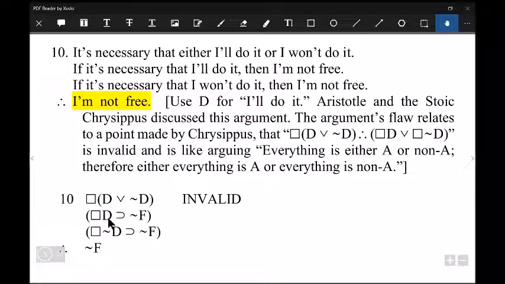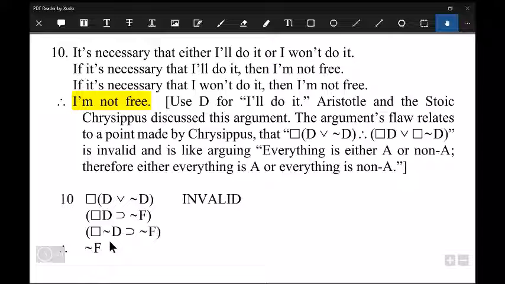But if it's necessary that you do it, then you're not free. You act of necessity, not of free will. And since it's necessary that you won't do it, then again you're not free. So either way, you're not free. Therefore, you're not free. And there you go. That was much debated in the ancient world. Can we prove that there's no freedom, that everything is determined, everything is fated?